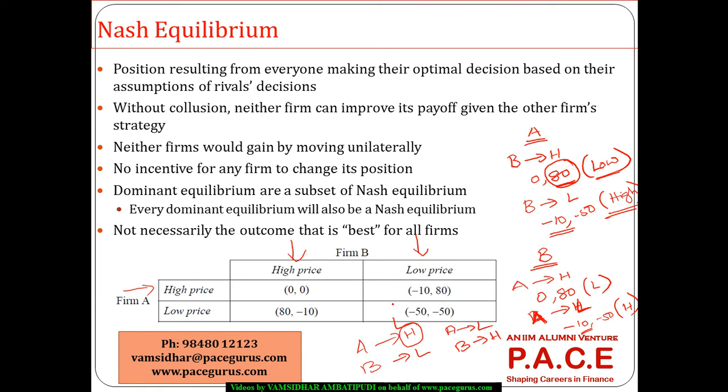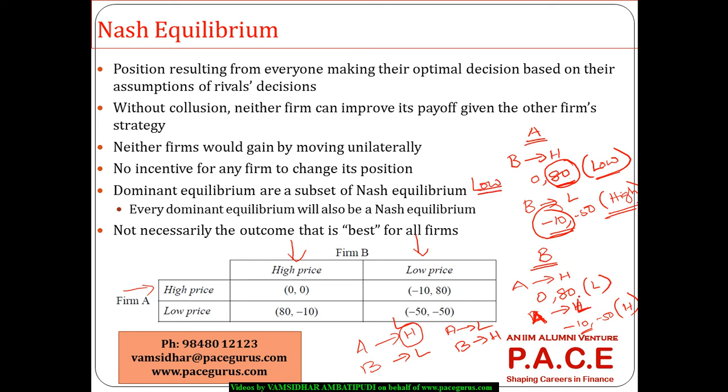Means, though there is no dominant equilibrium position here, A is better off acting opposite to B and vice versa. They cannot improve their payoff in isolation. They have to work together to increase their payoff. So the Maxi Min strategy is not giving me anything. If I look at the Maxi Min here, the maximum are 80 and minus 10. So the minimum is telling me that A has to go with a low.